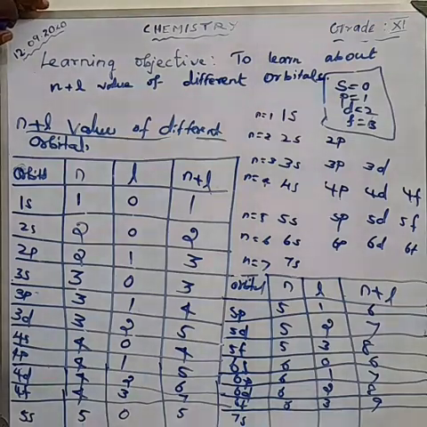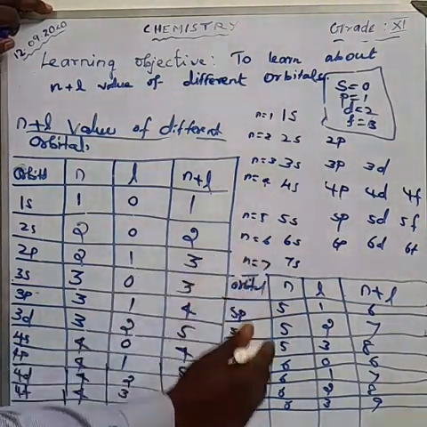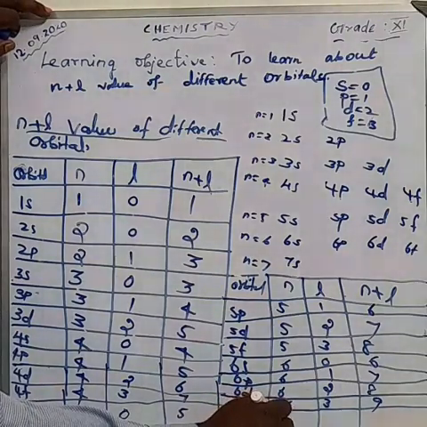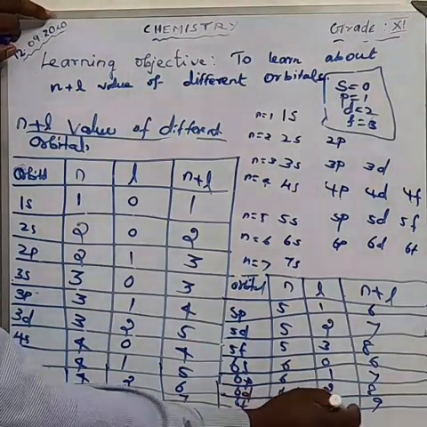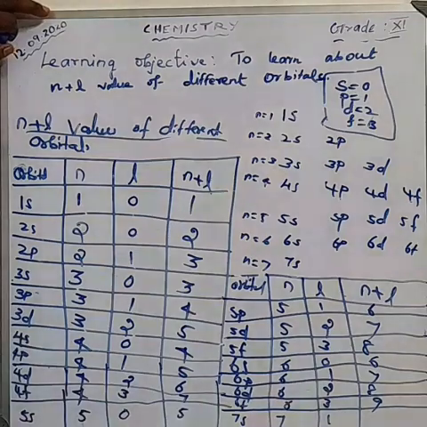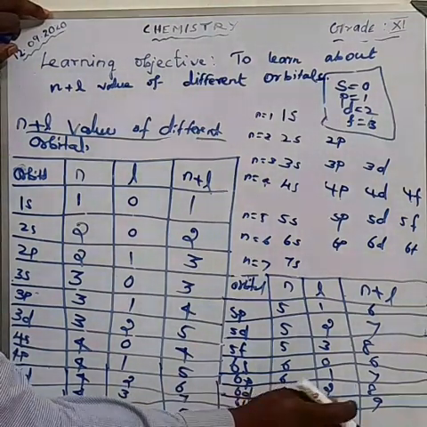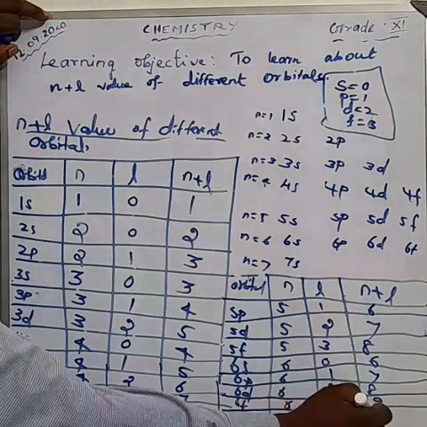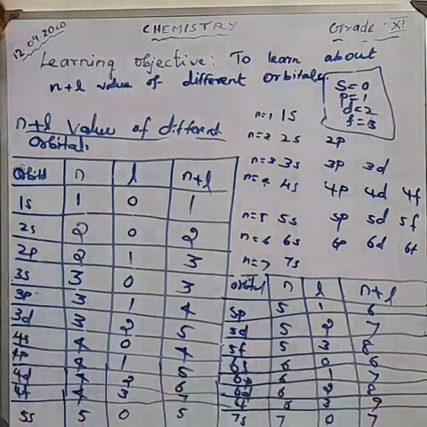And what about the 7s? N is equal to 7, and S means l is 0. So it is said, S is 0. Okay, these are the values.